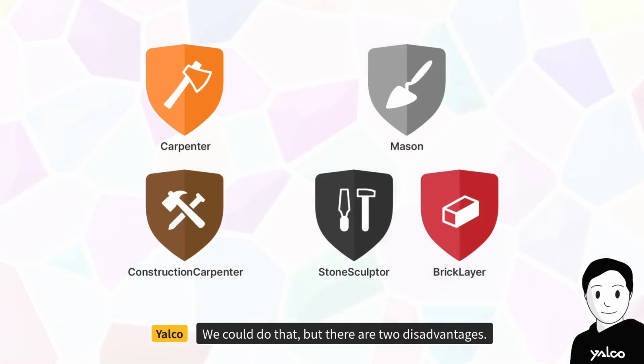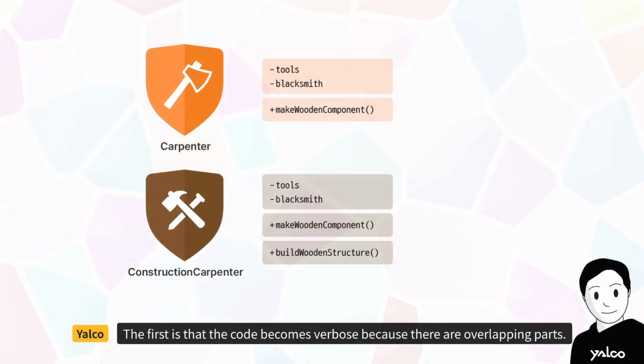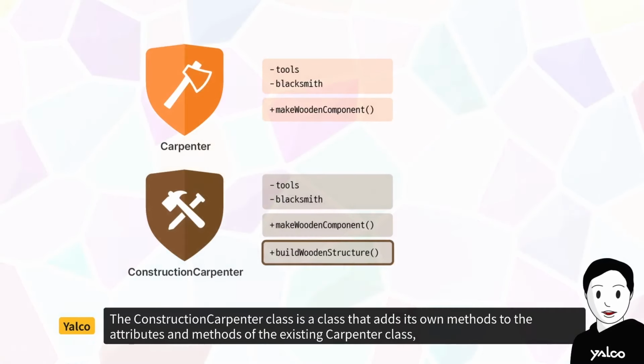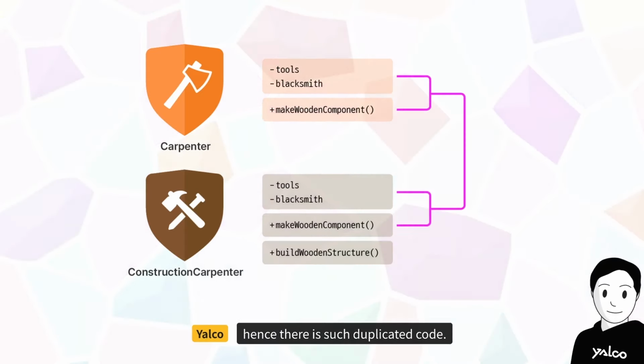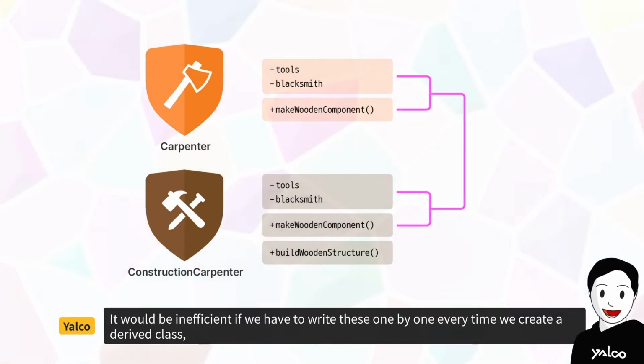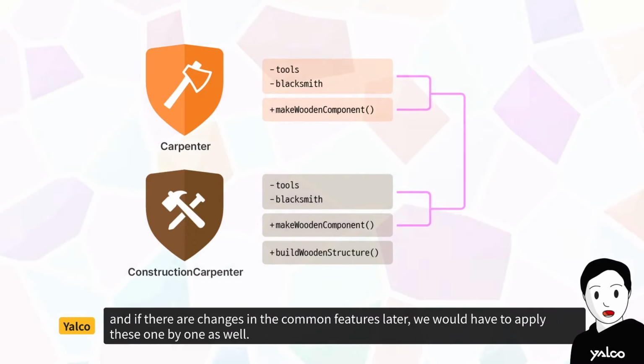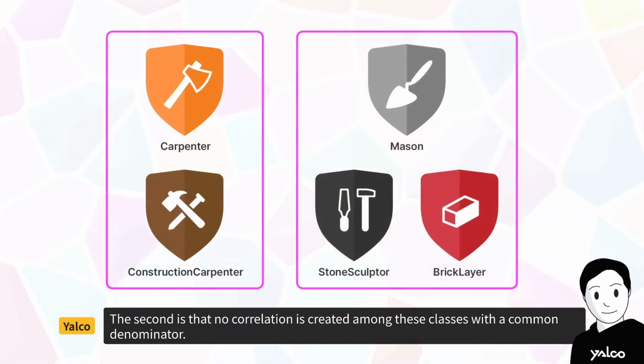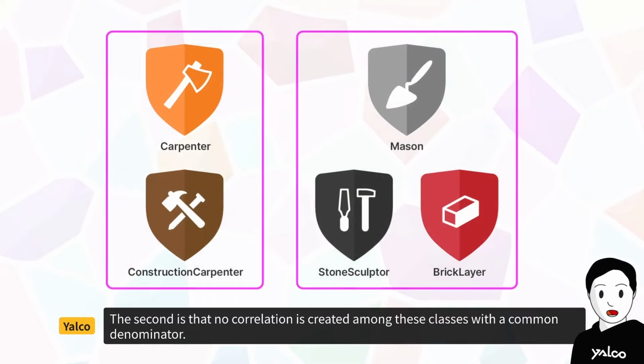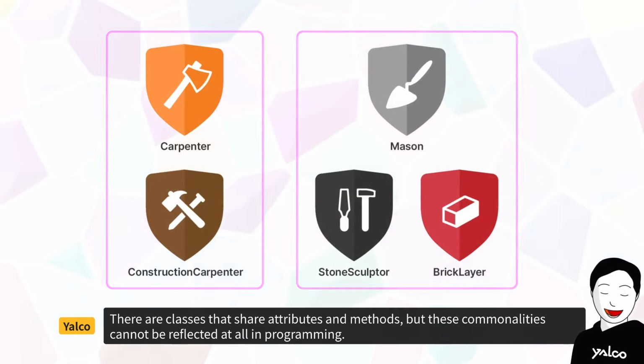We could do that, but there are two disadvantages. The first is that the code becomes verbose because there are overlapping parts. The construction carpenter class is a class that adds its own methods to the attributes and methods of the existing carpenter class, hence there is such duplicated code. It would be inefficient if we have to write these one by one every time we create a derived class, and if there are changes in the common features later, we would have to apply these one by one as well. The second is that no correlation is created among these classes with a common denominator. There are classes that share attributes and methods, but these commonalities cannot be reflected at all in programming.